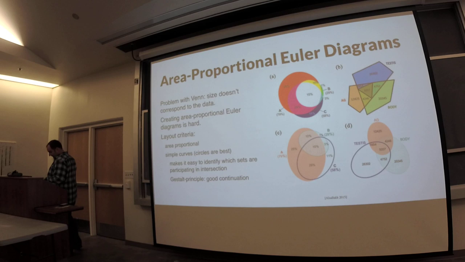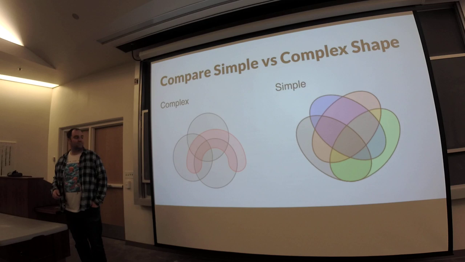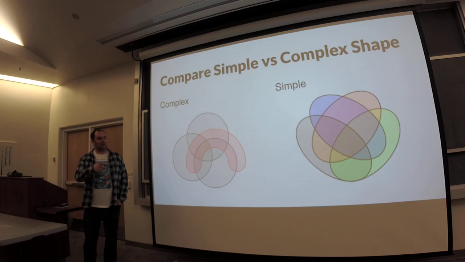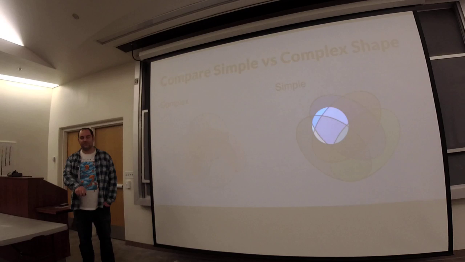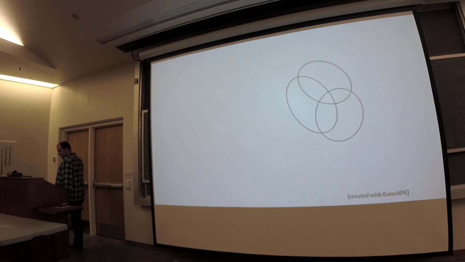Which of those two here do you think is a better Venn diagram? Right, because it's very obvious. I can easily identify the segment here in the middle. What are the sets that participate in it? So you really want these simple shapes. The complex shapes here take a lot more mental effort to parse.